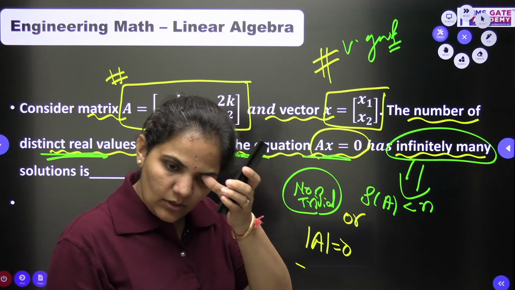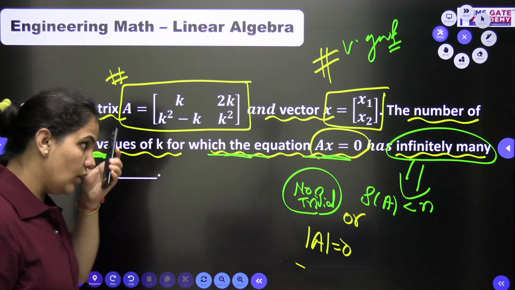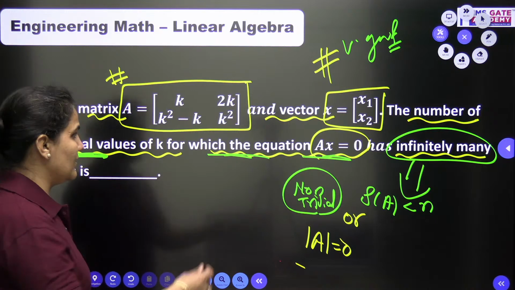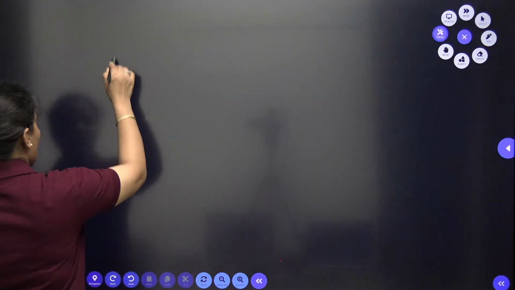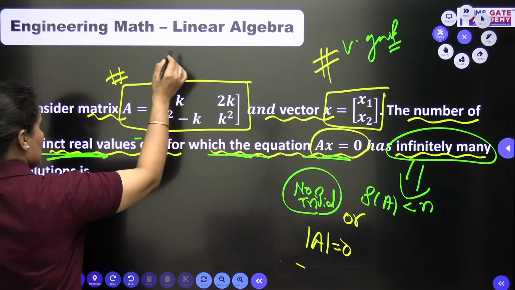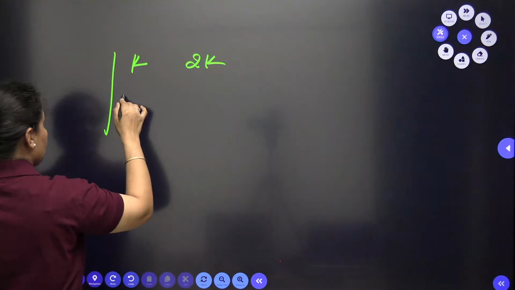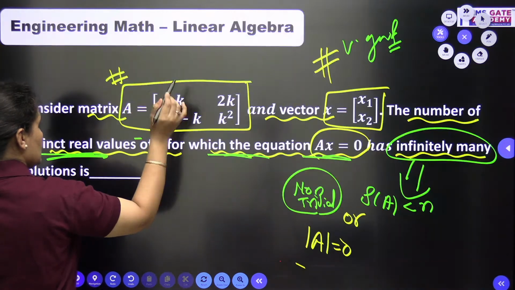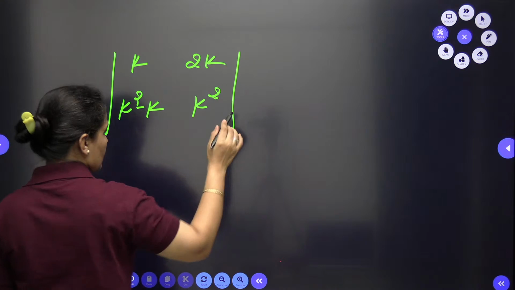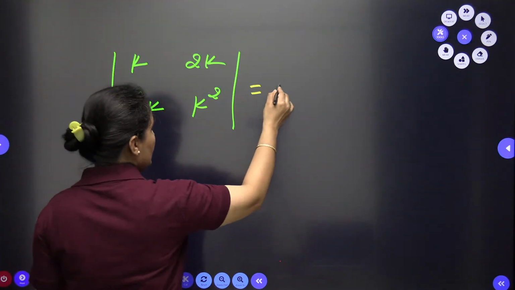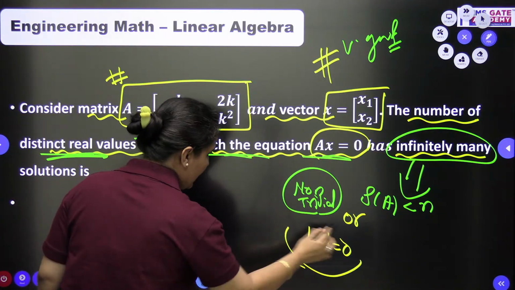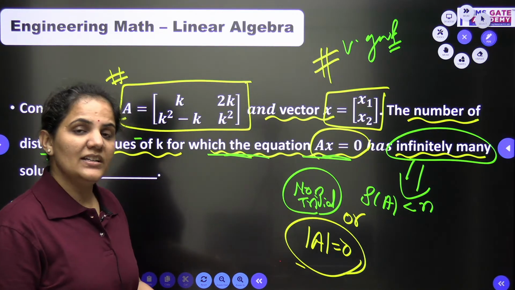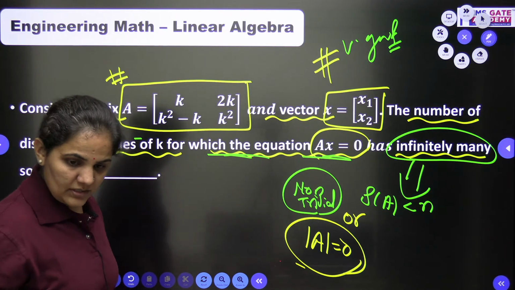The determinant will be 0 in this case? Yes, surely. So what we will do? We are having Ax is equals to 0 as a system of equations, means homogeneous. So I will take first of all the matrix A, which is k, 2k, k square, minus k, k square. And this I need to put equals to 0 because it is already given to me my system has infinite number of solutions, means it is having a non-trivial solution, right?